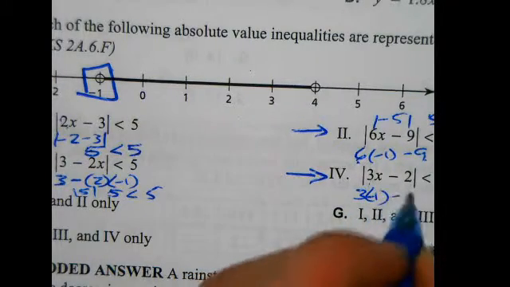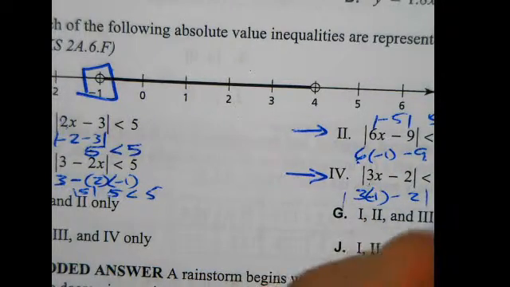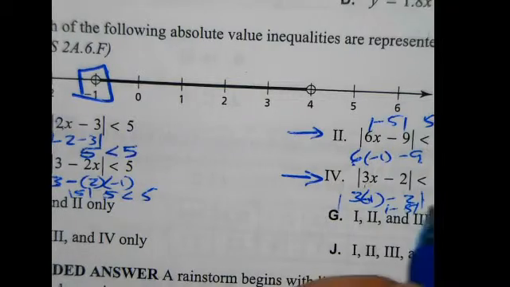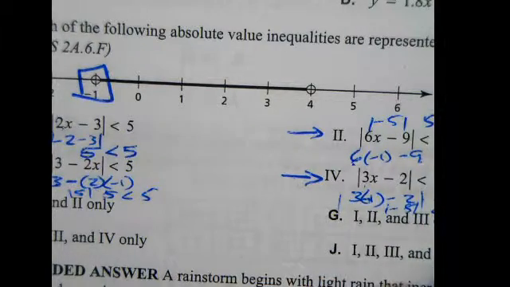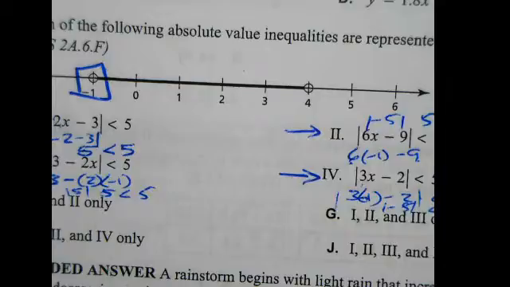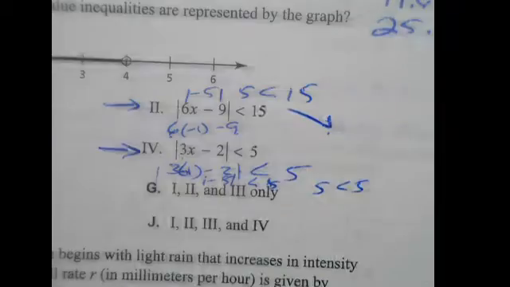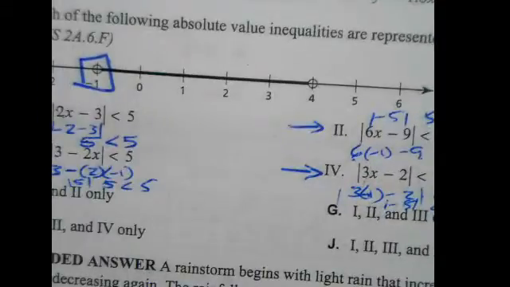Three times negative 1 minus 2 is less than 5. So this is negative 3 minus 2, the absolute value of negative 5, in other words. So is 5 less than 5? Also not true. All right.